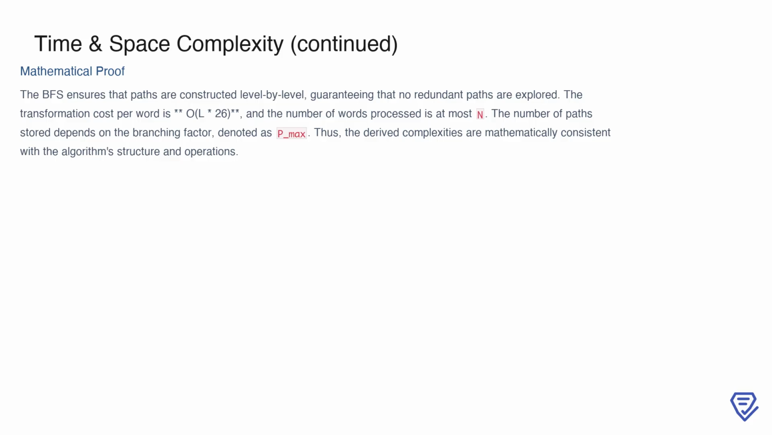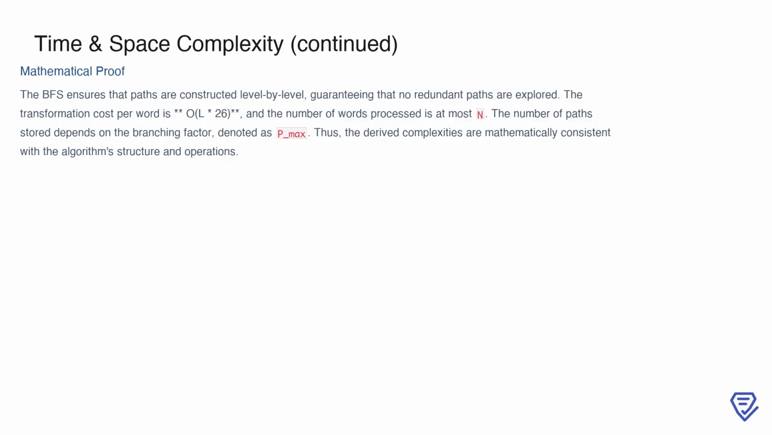Finally, the mathematical proof underscores why this complexity is consistent with the algorithm structure. BFS constructs paths level by level, ensuring no redundant paths are explored. The cost of transforming a word is l * 26, and with at most n words to process, this accounts for the traversal cost. The number of paths stored is determined by the branching factor, represented as p_max. These factors, together, validate the derived complexities of n * l * p_max, for both time and space.